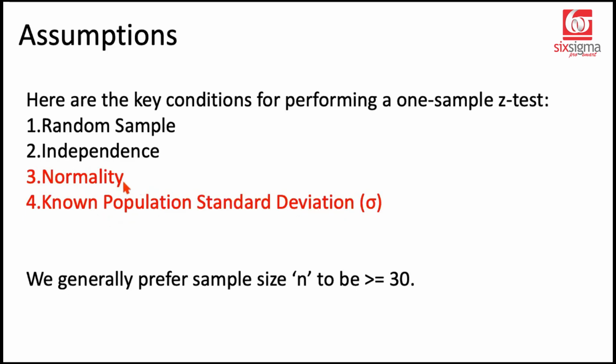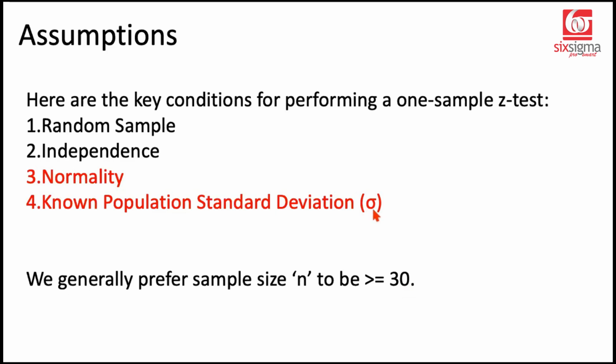Normality can be bypassed because when you're dealing with large sample sizes, then as per the central limit theorem, the assumption of normality is assumed to be in place. So it doesn't matter whether the population was normally distributed or not. When you have large sample size, it holds good. Second is, when you're dealing with sample size greater than or equal to 30, the population standard deviation can be approximated with sample standard deviation.